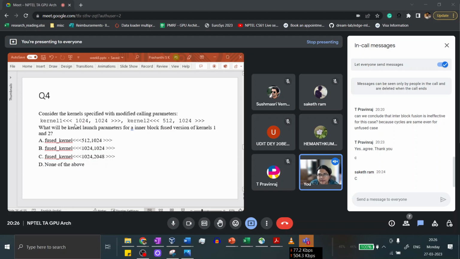Okay, another similar question. Kernel 1 is 1024 comma 1024, kernel 2 is 512 comma 1024. What will be the kernel launch parameters for an inner block fused version of the two? 512 comma 1024, 1024 comma 1024, 1024 comma 2048. Think about this. Again, you don't need to mug up these things, right? Max of, sum of. Think about it logically and try to arrive at the answer. That will always work even if you forget. So try to reason it out. Take a minute.